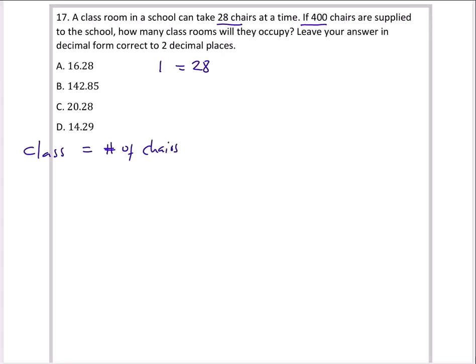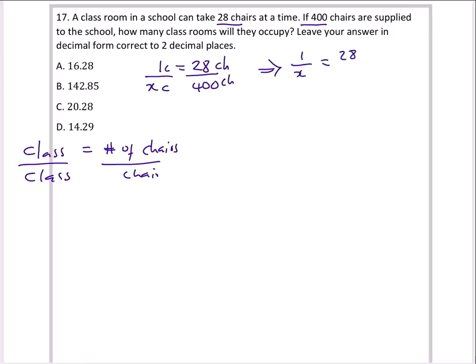That is the number of seats. So we can also do class over chair. I'm setting up a ratio. So this is one class. Let me use C for class: one class is equal to 28. If we have X classes and then we are having 400 chairs, so CH for chairs, let's bring things down to 1 over X is equal to 28 over 400. I hope this makes sense to you.